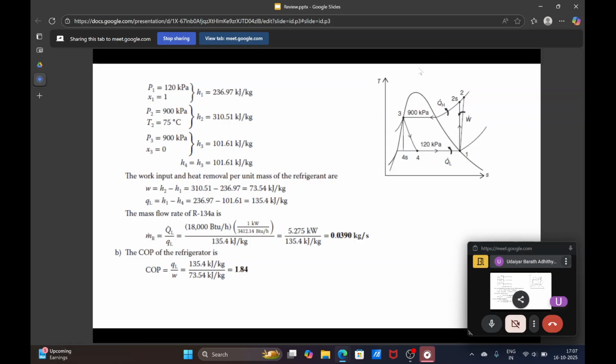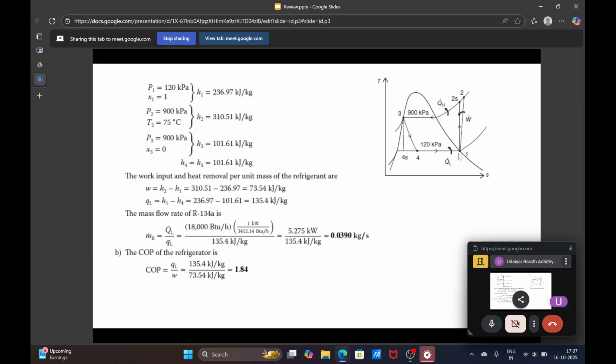So now we have found out all the enthalpy values of each of the state points between each of the components for the process. So we know all the enthalpy state points. So now we can calculate the COP. So we need to find out the COP and how much is the mass flow rate.